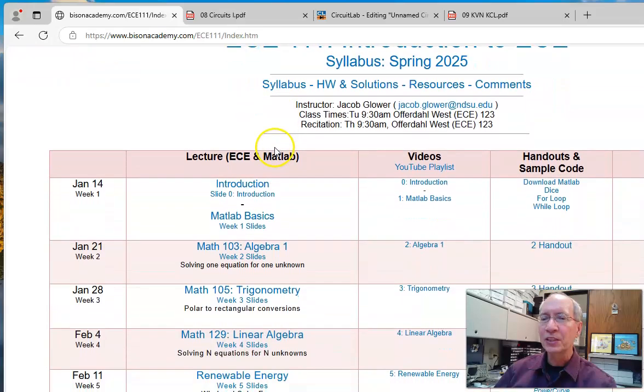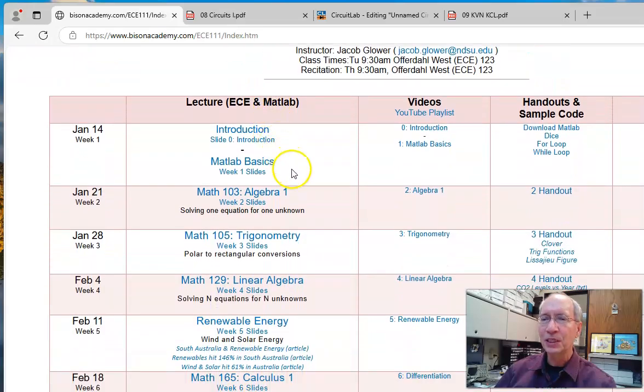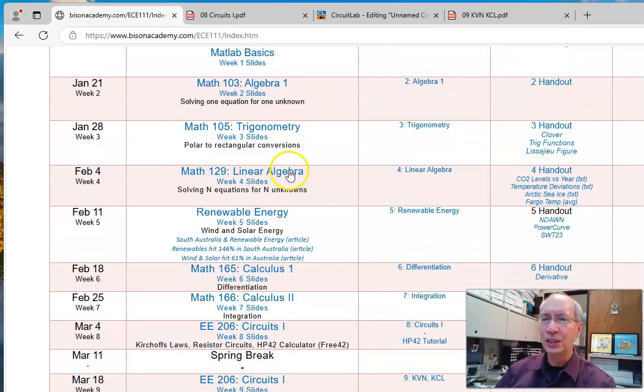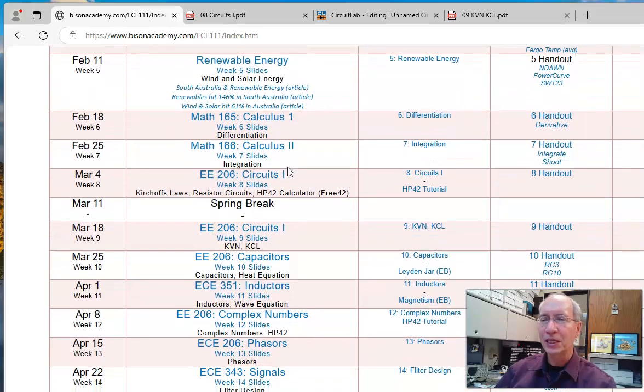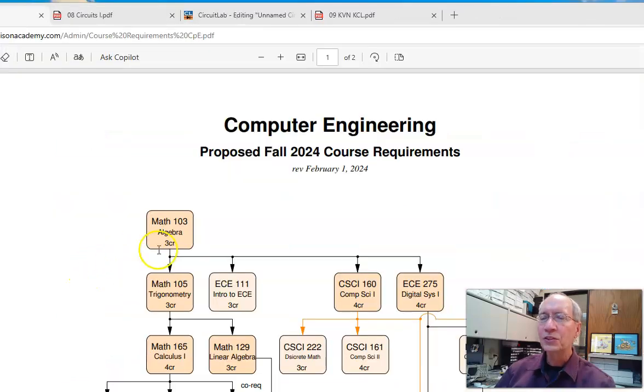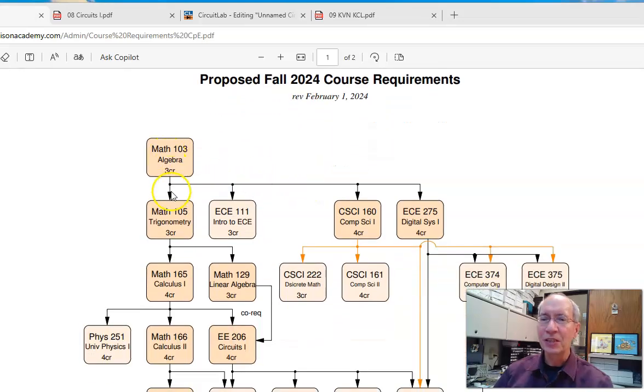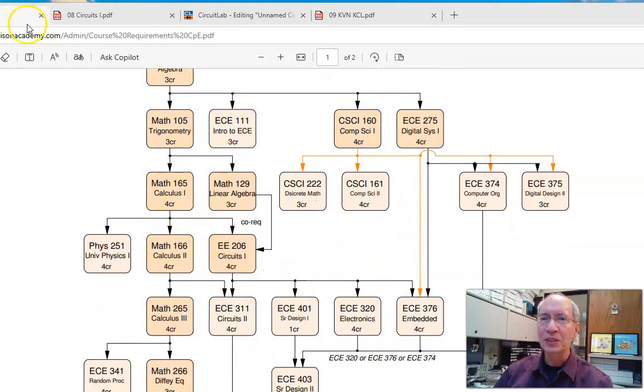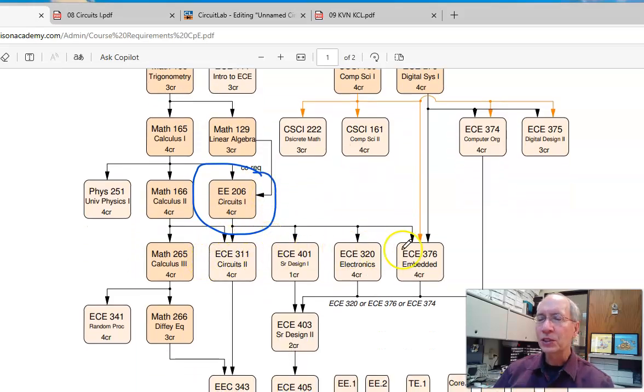So what we've been looking at so far is problems you encounter in Algebra 1, Trig, Linear Algebra, Calc 1, Calc 2, finally circuits. When you get to Circuits 1, it's kind of a big deal. For example, these are the courses that you take as a computer engineer. You start out in the math sequence, go through the math sequence, and eventually you wind up right here. This is kind of the gateway course. As soon as you get through Circuits 1, you start taking courses in electrical computer engineering.